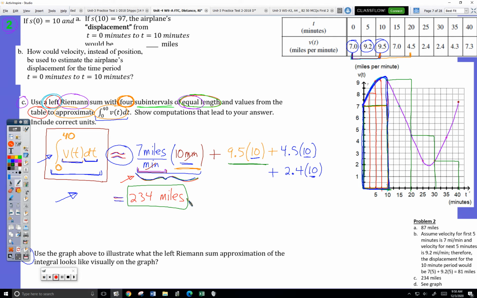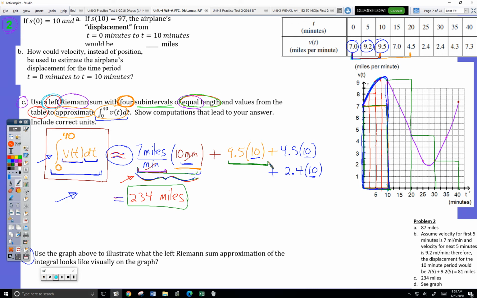So what we're saying, Jonah, is that for the first 10 minutes of the 40-minute period, the plane had a displacement of 70 miles. Then for the next 10 minutes, what's the displacement? 95. What's the displacement for the next 10 minutes? 45. Next 10 minutes? 24. We add them all together, what do we find? Does that make sense? Yeah.